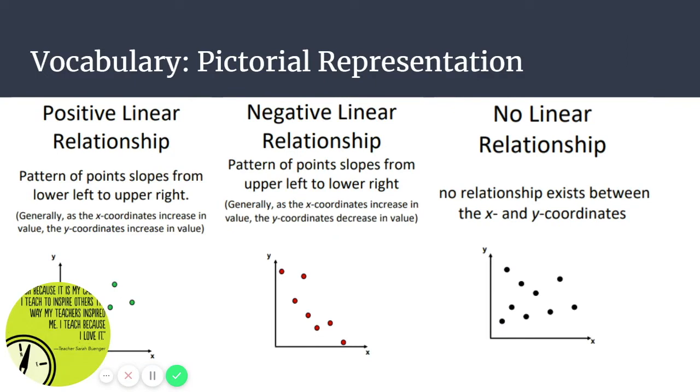Pictorial representations of 3 important vocabulary relationships are as follows. For a positive linear relationship, we will see an upward trend or a positive increase in our data. So as the x-coordinates increase, so do the values of our y-coordinates, giving us an upward or positive linear relationship. For a negative linear relationship, we will notice that when the x-coordinates increase, our y-coordinates decrease, giving us a downward trend, which is a negative linear relationship. When there is no direct correlation between our x and y coordinates, that is known as no linear relationship.